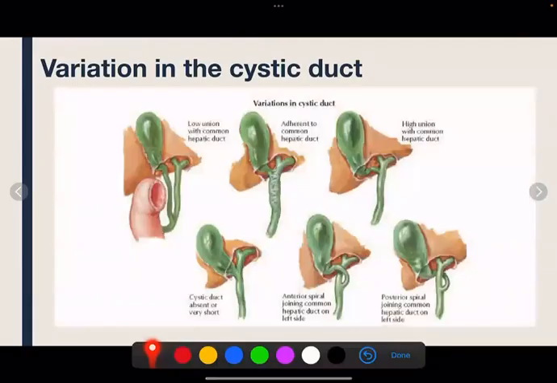The variations which can be seen in the cystic duct: either low union with the hepatic duct, or adherent to the common hepatic duct, fused together, or high union with the common hepatic duct. The cystic duct could be very short or absent. We have an anterior spiral joining the common hepatic duct on its left side, or a posterior spiral, which will join the hepatic duct also on its left side.